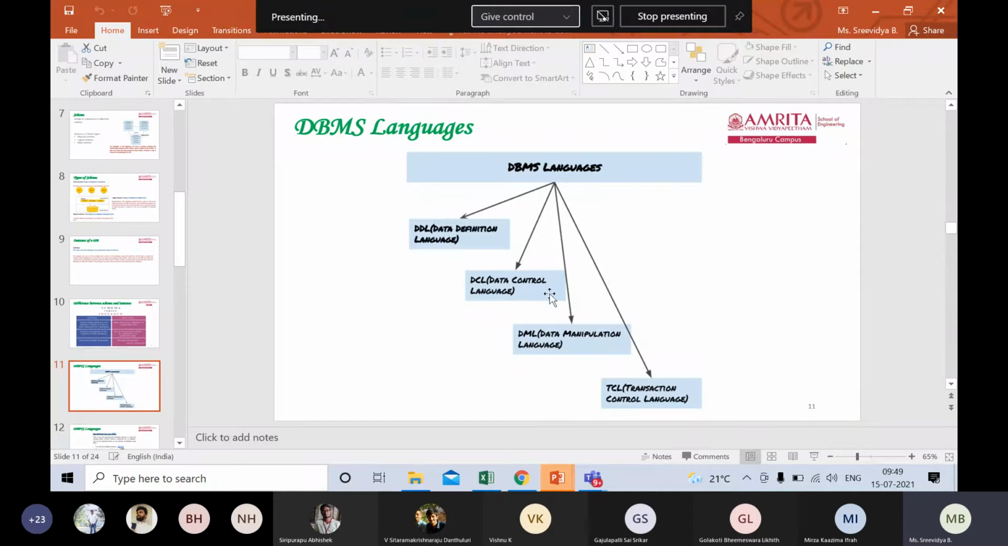Data control language. You're controlling the access to the data by two important commands which are called grant and revoke. Now, what are those commands going to do? Grant is granting the permission to whom? To a user. What kind of permission? To access a particular kind of data.